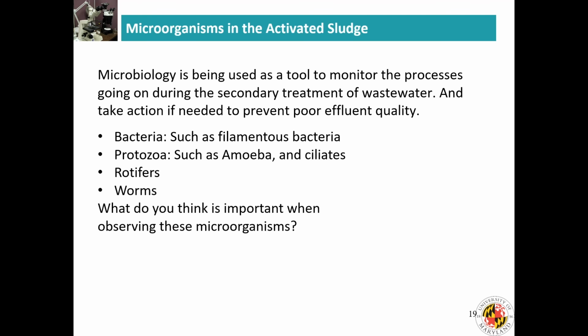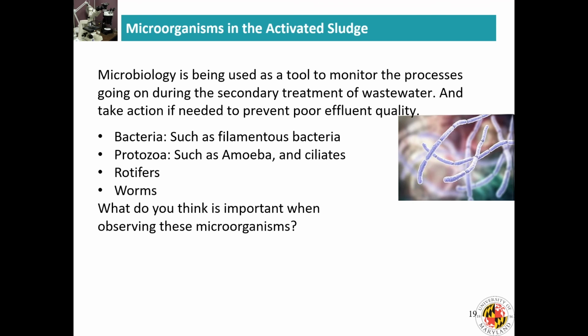Some of the microorganisms that we usually see in the activated sludge are bacteria. Usually these are the most abundant type of microorganisms that we see, such as filamentous bacteria. Filamentous bacteria are very important to the activated sludge because they help with forming these flocs, which help reduce the organic carbon from the wastewater, and also later with settling, because they are heavier, they will settle down and help with separation of solid material from the clear water.